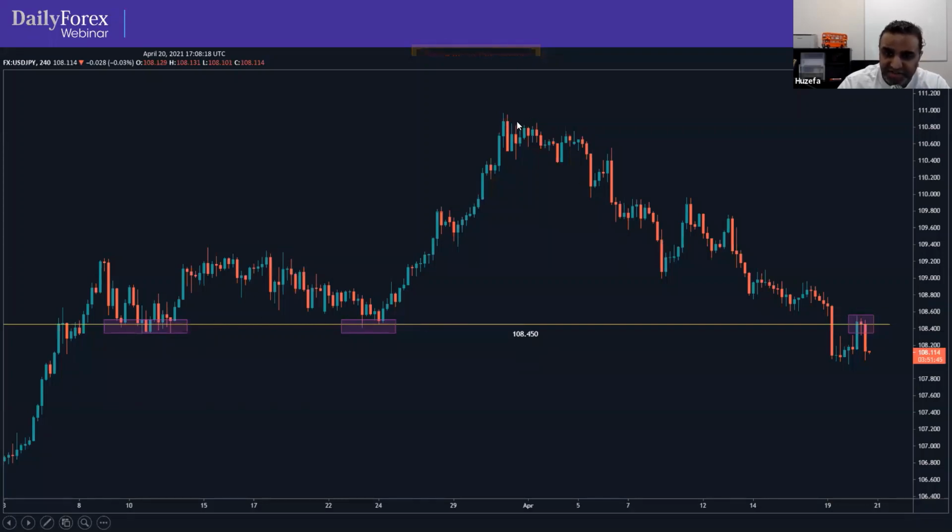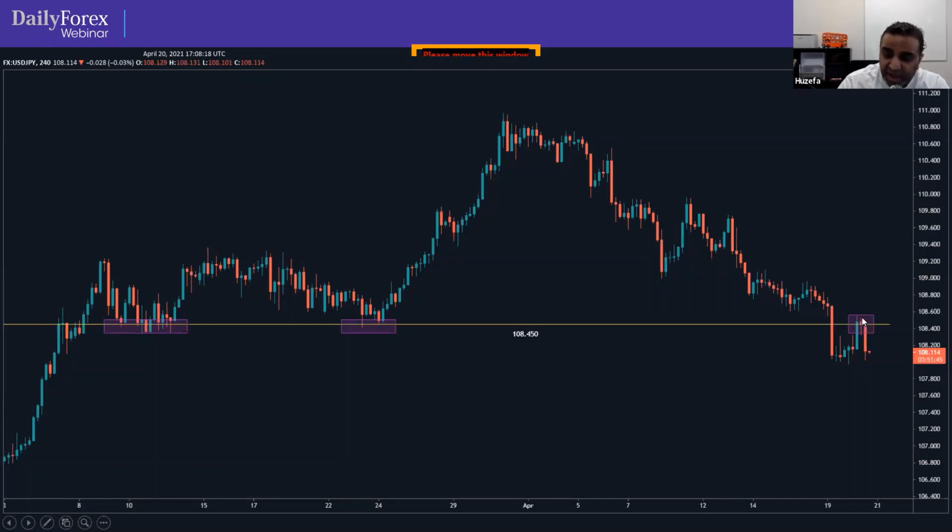Then when it came back down, it started trending down. It's been trending down since the beginning of this month, beginning of April. But I thought, okay, as it was trending down, approaching this level, it's going to stall or bounce against this level. It didn't. It decided to break through it.